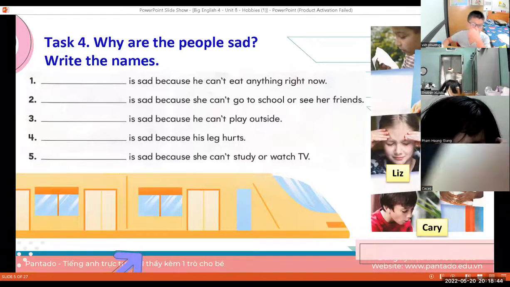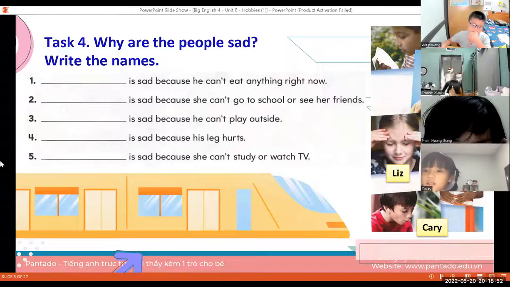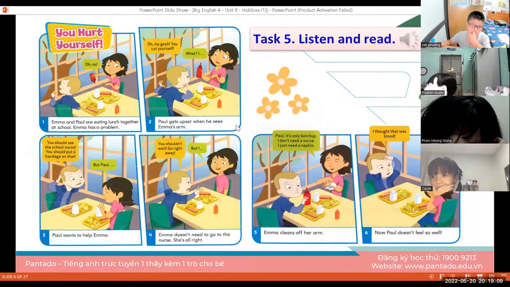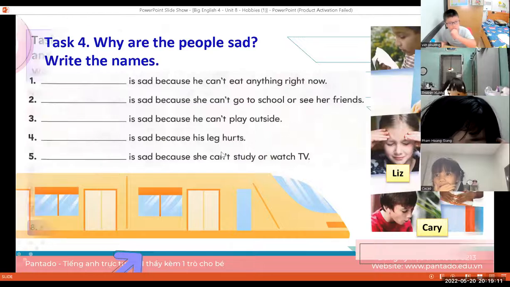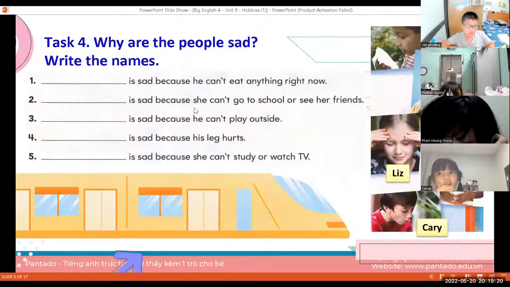Read the whole sentence, okay? Who is sad? Who is sad because she can't go to school or see her friends? Sandra. She can't go to school or see her friends. Okay, so the answer is Sandra. Very good. It's correct because you can remember here, Sandra has a bad sore throat. She has a fever too. So she has to stay home. She cannot go to school. That's why she's sad. She cannot see her friends at school.